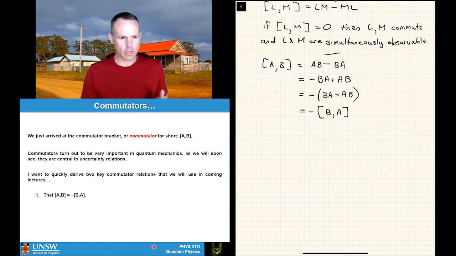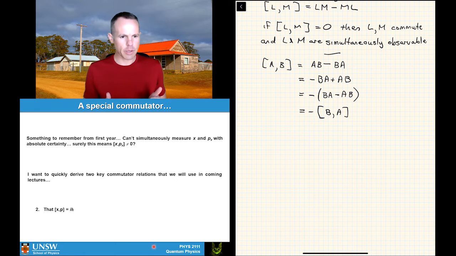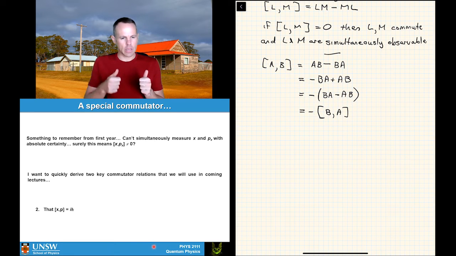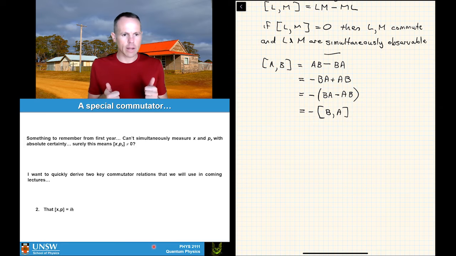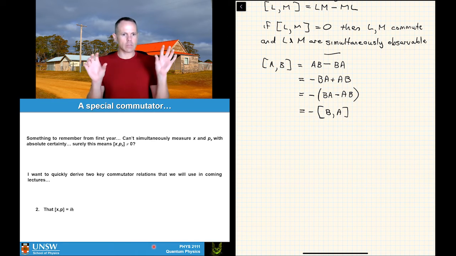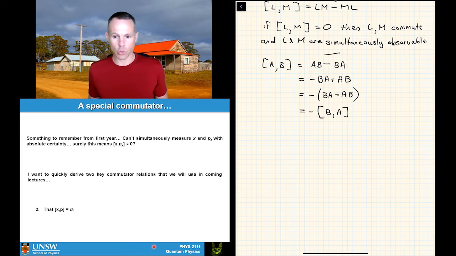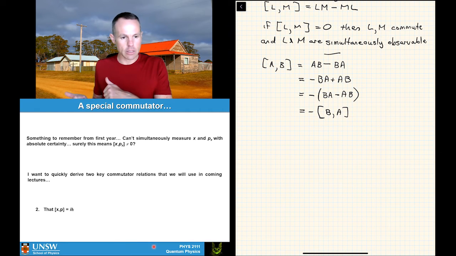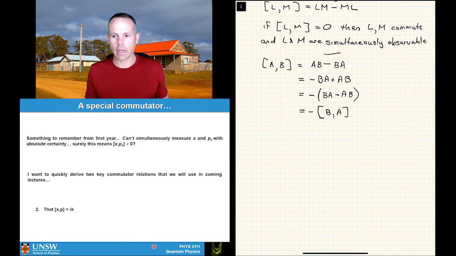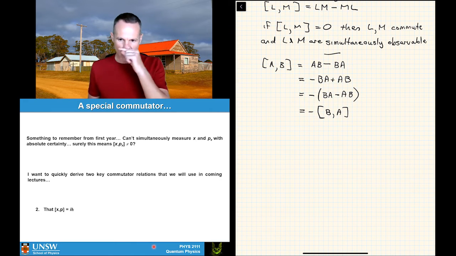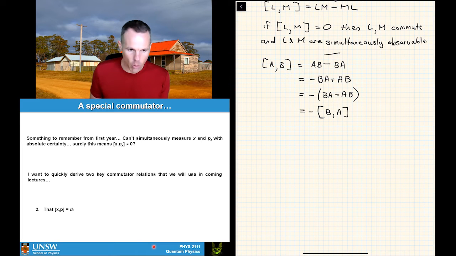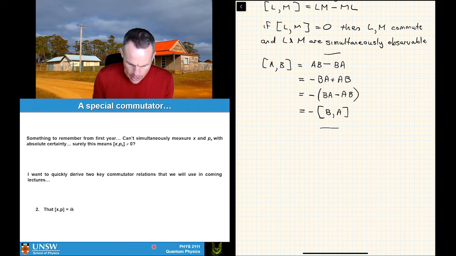For the rest of this lecture, I actually want to deal with a second commutator, which is kind of a special commutator between x and p of x, because ultimately it's the thing that underpins the one uncertainty relation that you will have seen from first year, which is the Heisenberg uncertainty principle, delta x, delta p of x is greater than or equal to h bar over 2. Okay, I won't get to that form of the uncertainty relation until the end of the week, but here I want to get one of the key commutator relations that we're going to use to get that when we get there, okay?